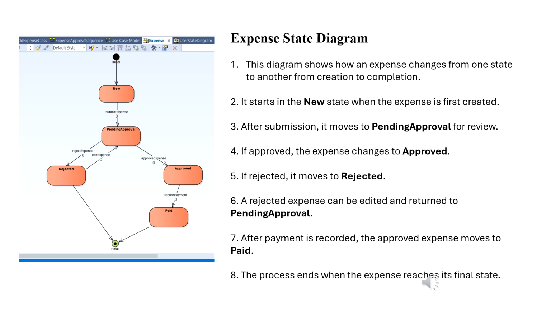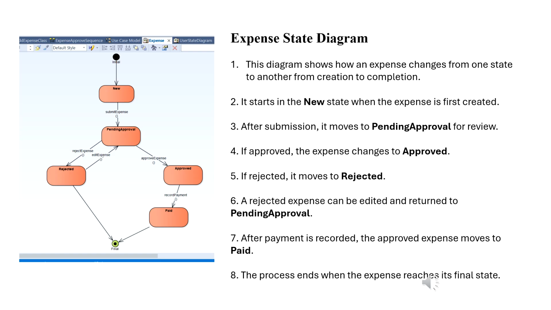From here, two things can happen. If the expense is approved, it moves to the approved state. If it is rejected, it goes to the rejected state. If an expense is rejected, the user can edit it and submit it again, which moves it back to the pending approval state. Once an expense is approved and payment is recorded, it moves to the paid state.